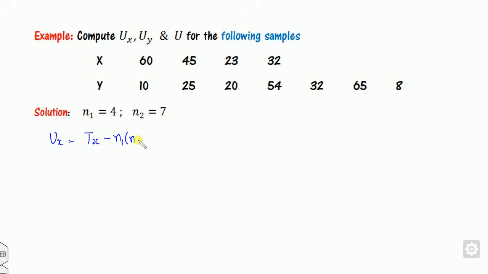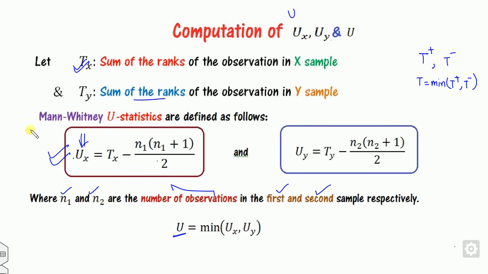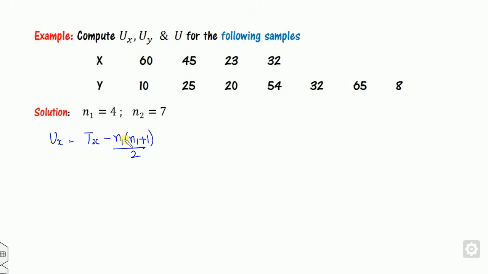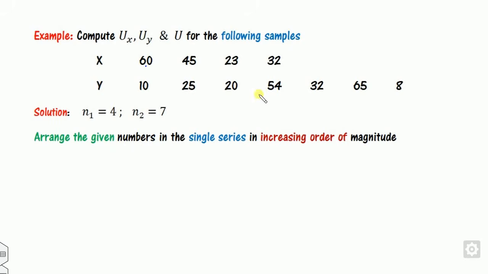This is the formula for n. This is the formula for Tx. Now, look at that. This is the formula for Ux. So, in order to find this, we have n1, but Tx is unknown. So, how do you find Tx? We will arrange these given numbers into increasing order.